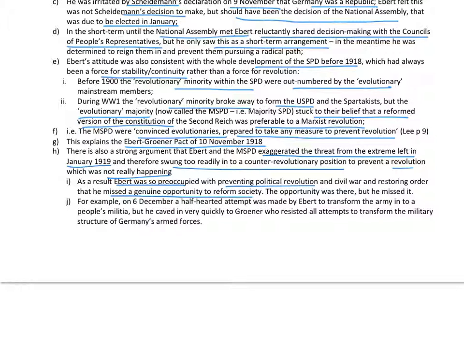An example of that is given on the 6th of December. Hebert made a half-hearted attempt to change the nature of the army into being a people's army, but he caved in very quickly to Groener, who resisted all attempts to change the army. And Groener obviously wanted to keep the army very much as a Prussian army dominated by the old upper classes, who were not removed from power, in the army at least, although they had lost political power.